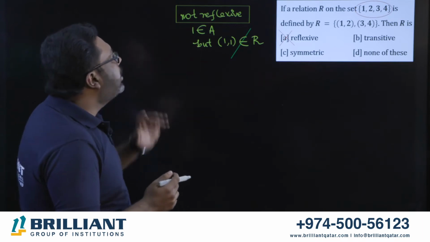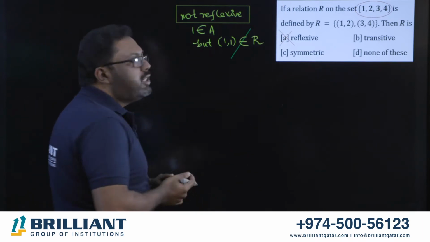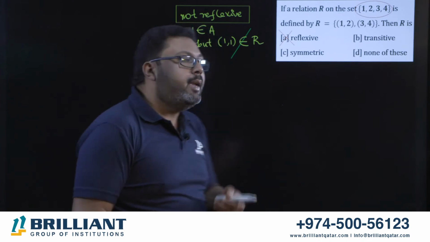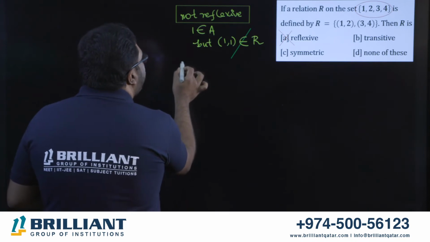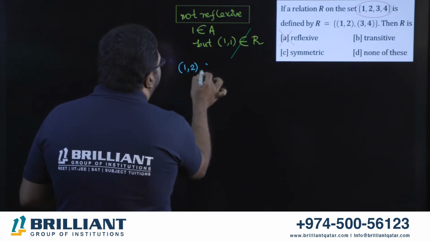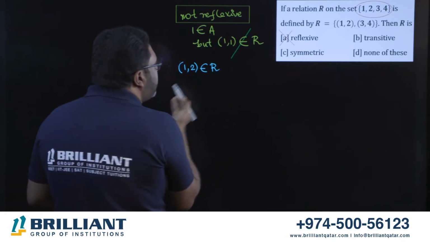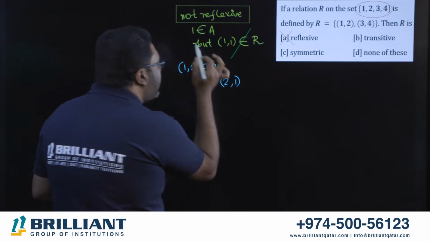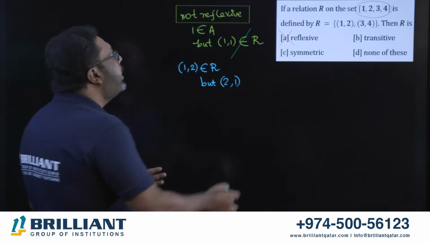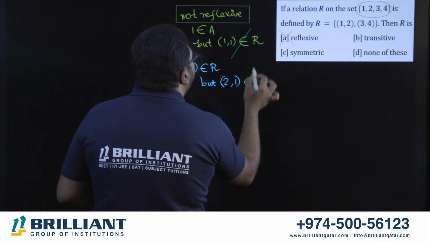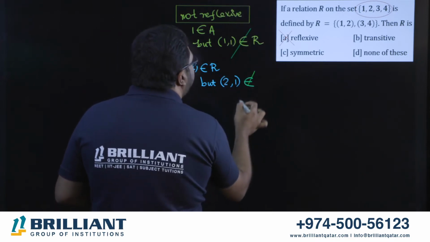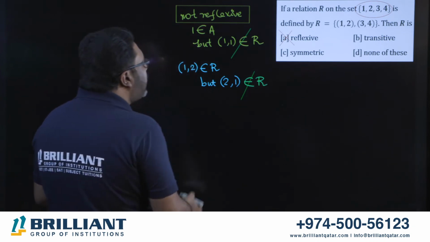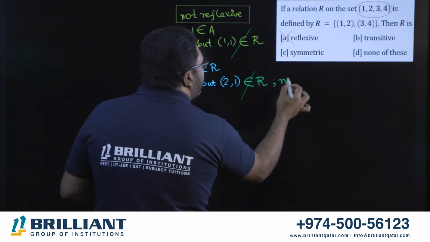Now let us again think about symmetric. What is the condition for not being symmetric? I have a pair 1, 2, which belongs to the relation R. But do I have the symmetric pair 2, 1? I don't have it. So the symmetric pair 2, 1 does not belong to R. So I can obviously say not symmetric.